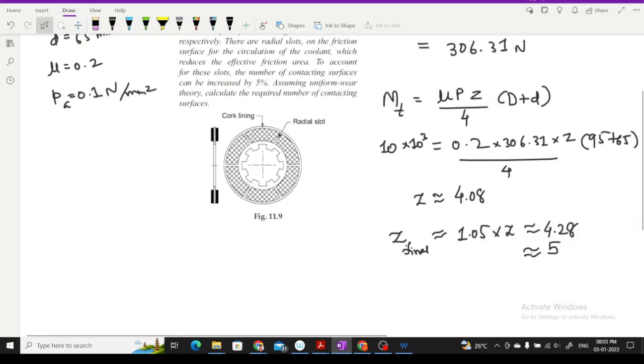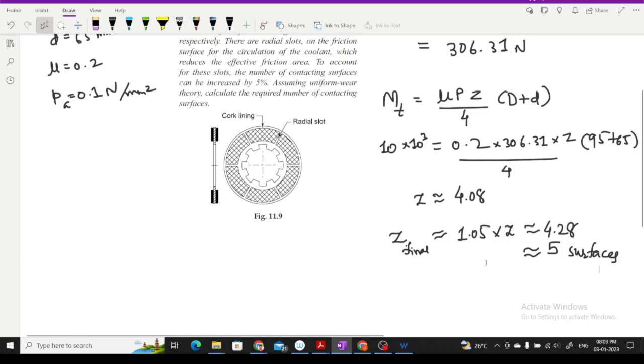Is it okay? Sir, we should go for higher value. Yes, yes, yes, because you need to transmit that much amount of torque. If you go for less, then that much torque will not be transmitted. Are you getting?